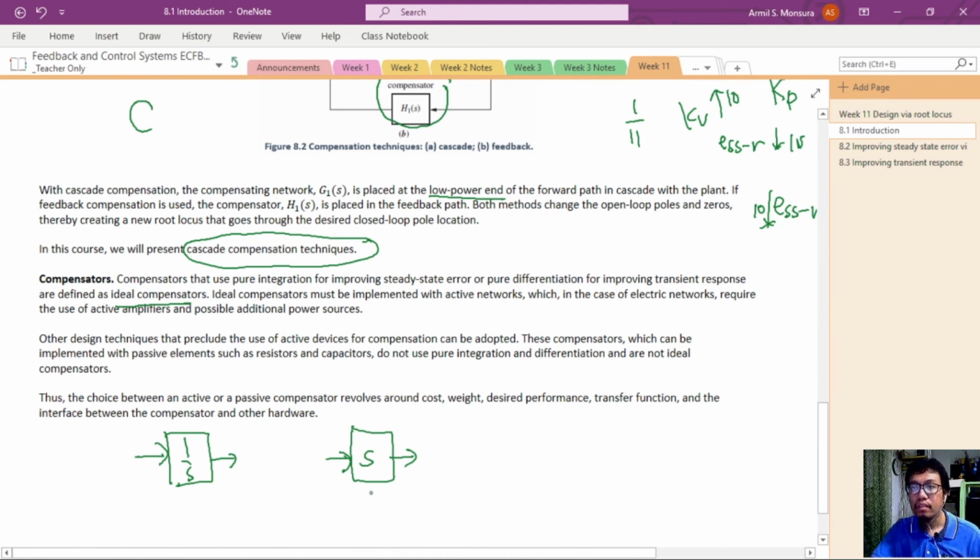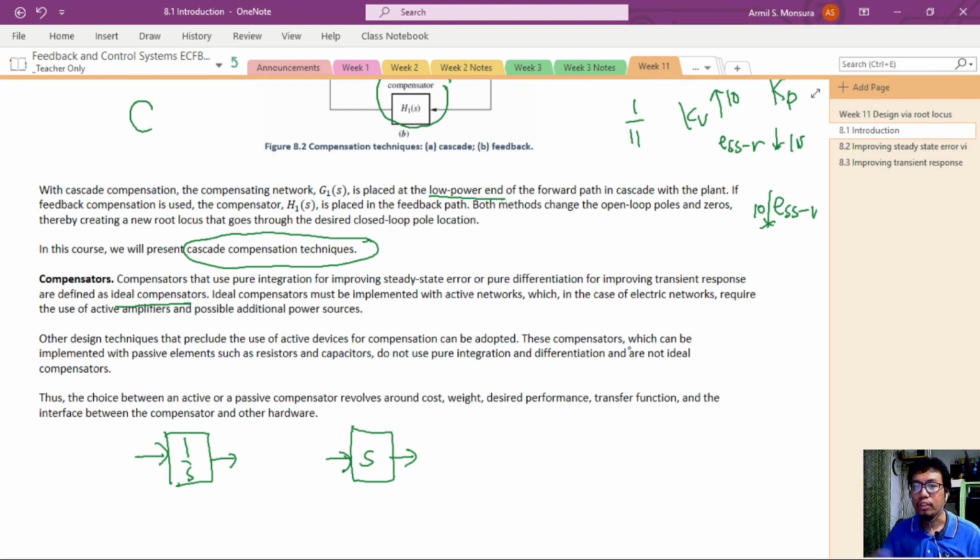Okay? So other design techniques that preclude the use of active devices for compensation can be adopted. These compensators, which can be implemented with passive elements such as resistors and capacitors, do not use pure integration and differentiation and are not ideal compensators. So we can implement our compensators using passive elements such as resistors and capacitors, which would not require active elements such as an op-amp, and therefore do not require their own power supply.